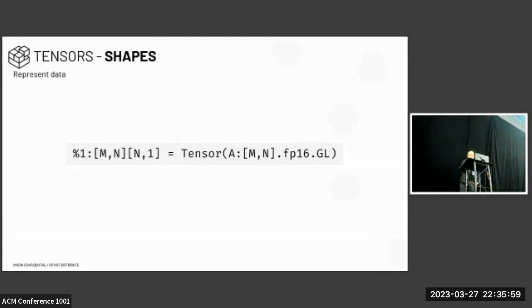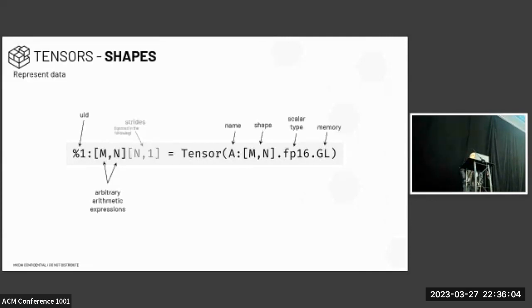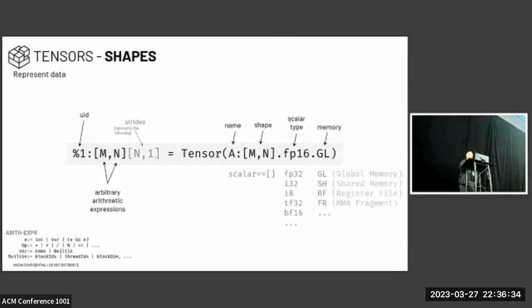So let's get into it. Here's an example of a tensor instruction in our IR. On the left-hand side, there's a UID, %1. It's like MLIR or LLVM, it's a value. It has a shape. In this case, it happens to be two-dimensional, where M and N are the dimension lengths, which can be arbitrary arithmetic expressions. And then we have strides, which tell you how the layout works in memory. And then we have a tensor, which says the name is A. We repeat the shape. Then we say its element type is FP16, and it lives in global memory.